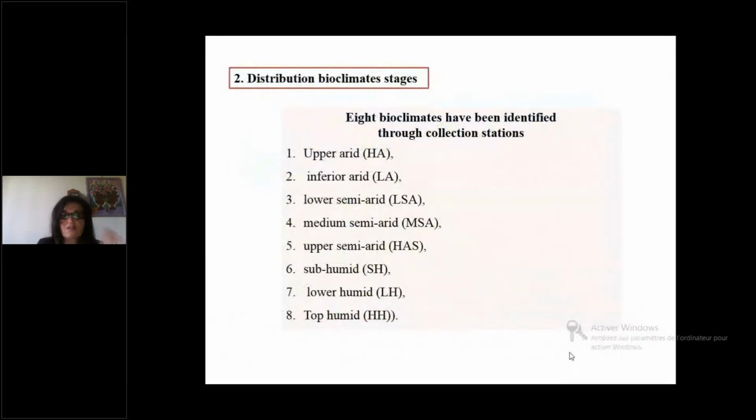For the results of the distribution of bioclimate stages obtained with the Emberger climagram, 8 bioclimates have been identified through the collection stations. The first two bioclimates represent the upper and inferior of the arid bioclimate, then lower, medium, and upper for the semi-arid bioclimate, and in the end, sub, lower, and top for the humid bioclimate.